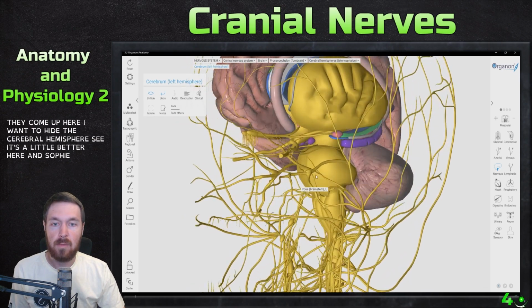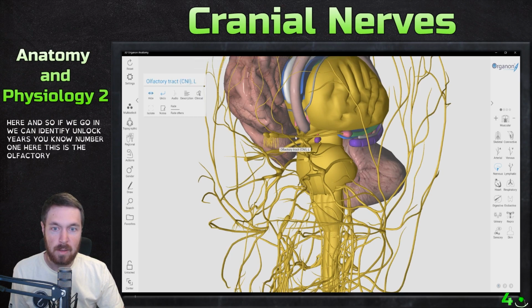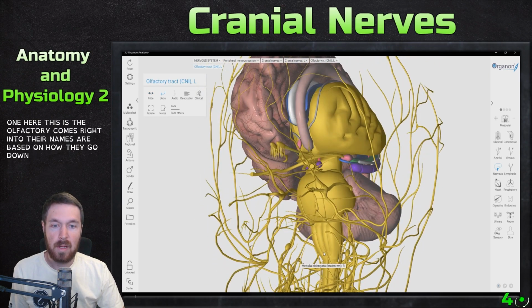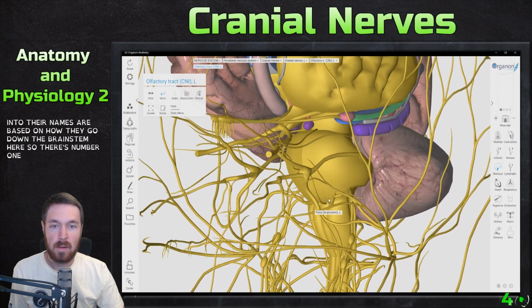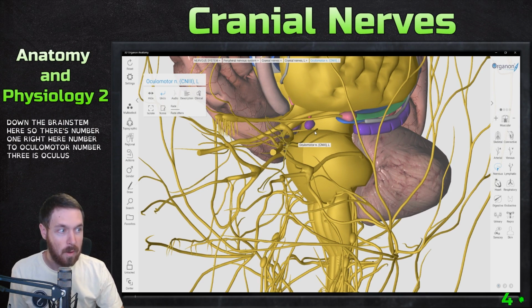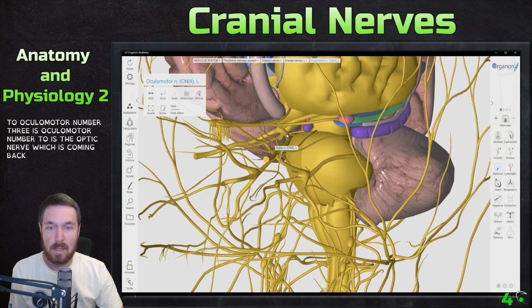And so if we go in, we can identify them all. Here's number 1 here. This is the olfactory. Comes right in. So they're named based on how they go down the brainstem here. So there's number 1 right here. Number 2, oculomotor. No, number 3 is oculomotor. Number 2 is the optic nerve, which is coming back right here.